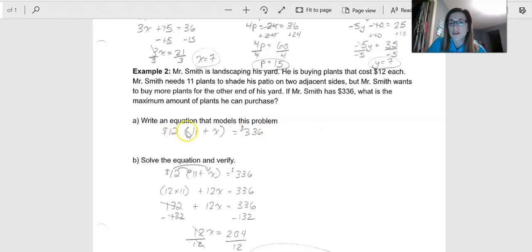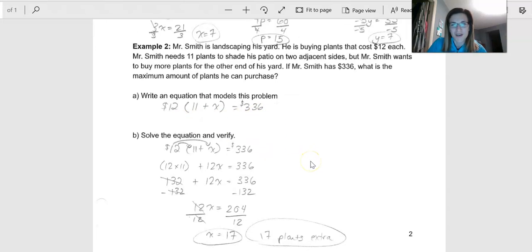So if we wrote this out as an equation, we know that each plant costs $12. So that one's going to come outside the brackets because we're going to multiply 12 by however many plants he's going to buy. So we know that he needs 11 for sure. So 11 plus x is our unknown, right? We don't know how many more he can buy. And we know that he spends $336. Okay, so here's our equation, and now we can actually solve.